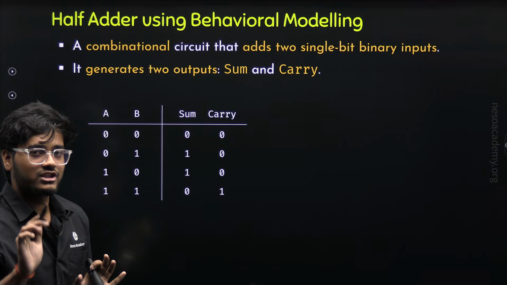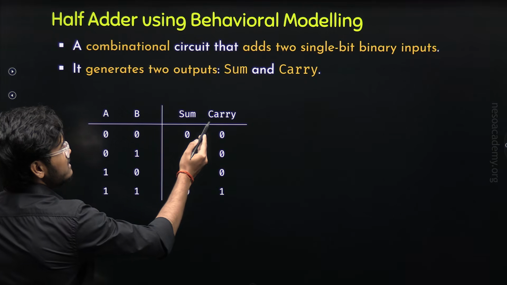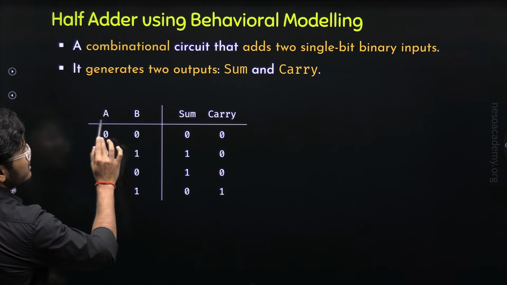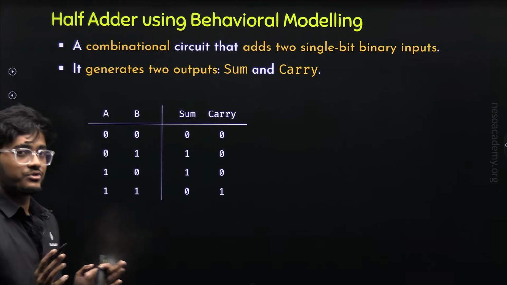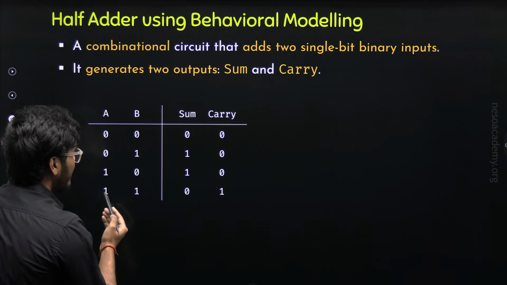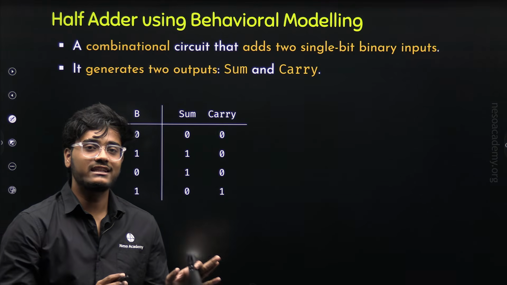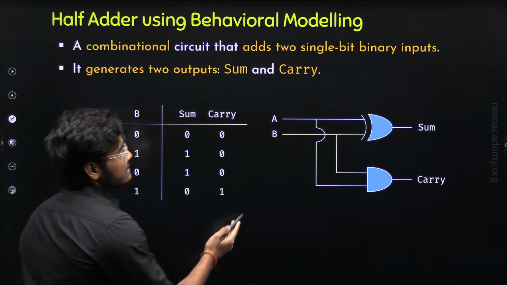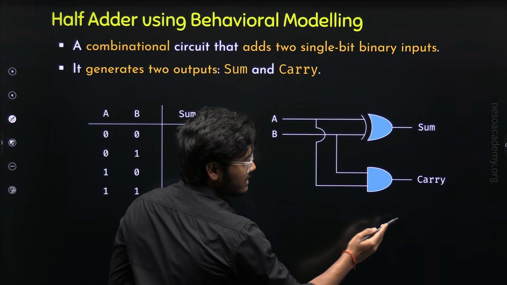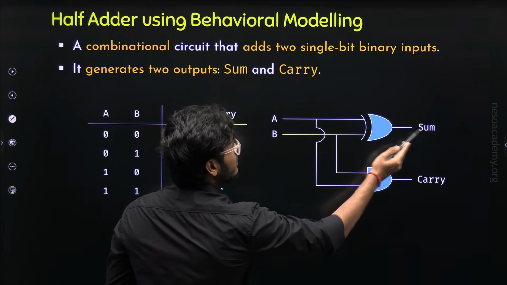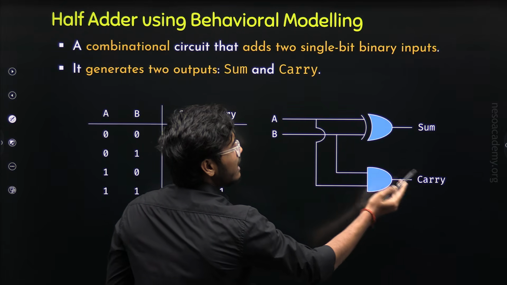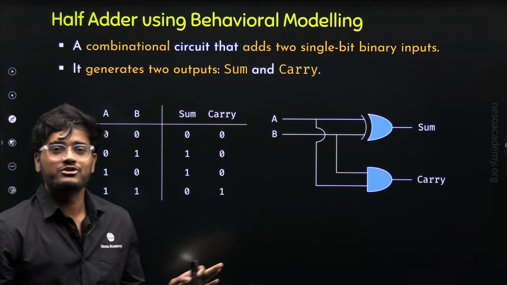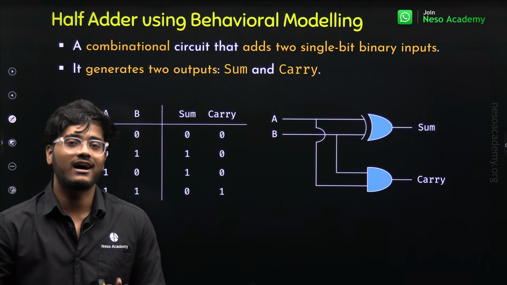Now, let's find the Boolean expression for the carry output. Here we can see carry is 1 for the last combination only, when both inputs A and B are equal to 1, which means carry is equal to A and B. Now, using these two Boolean expressions, we can construct the logic diagram. So, this is the logic diagram for the half adder. Here we can clearly see sum is equal to A XOR B and carry is equal to A and B. We are using only two logic gates to represent this half adder.